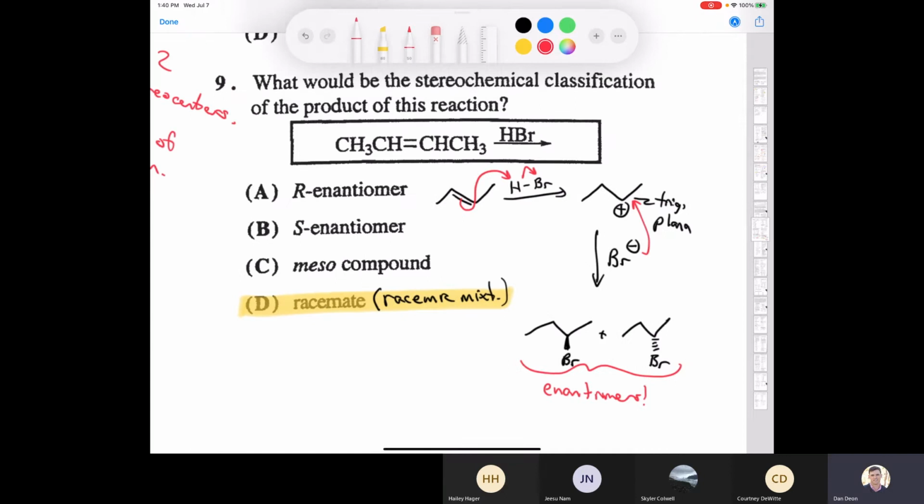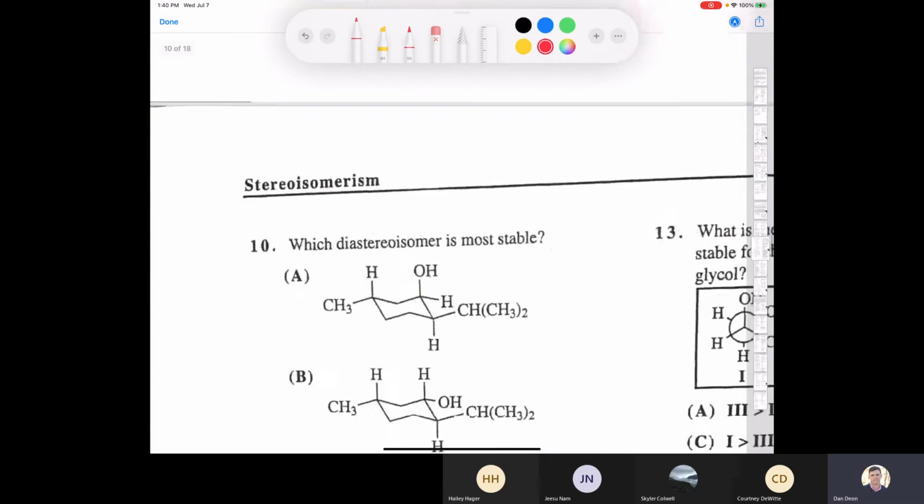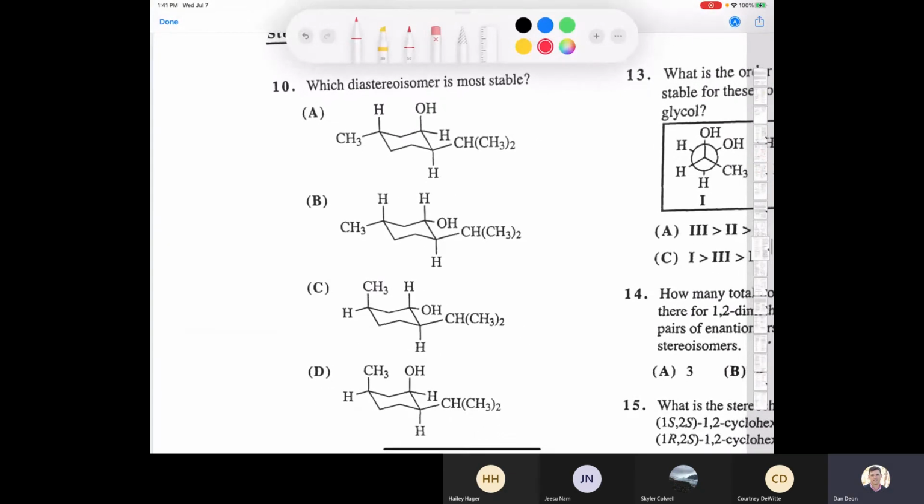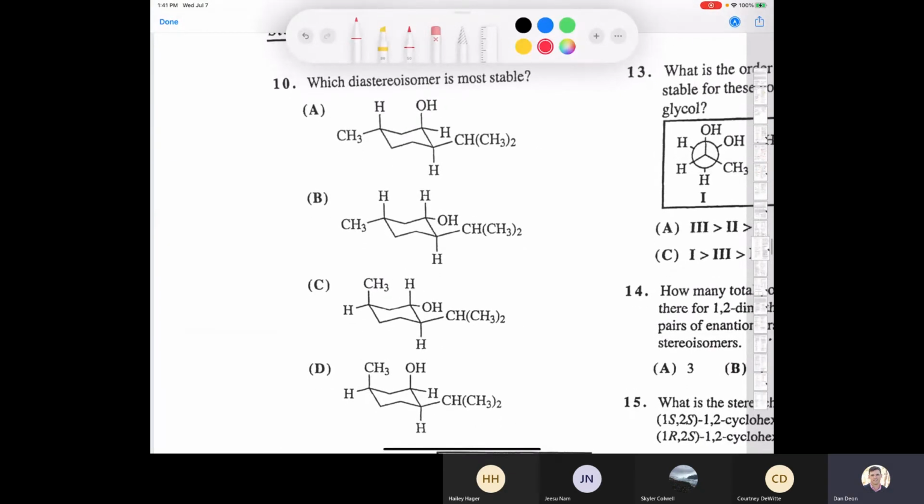Let's try question number 10. It's a really fast one. You have 4 diastereomers here. They're all isomers of each other. So they're just asking you which diastereomer would be the most stable out of these 4 diastereomers. Could anybody tell me which one of these would be the most stable? Yeah, I think it's going to be B as well.